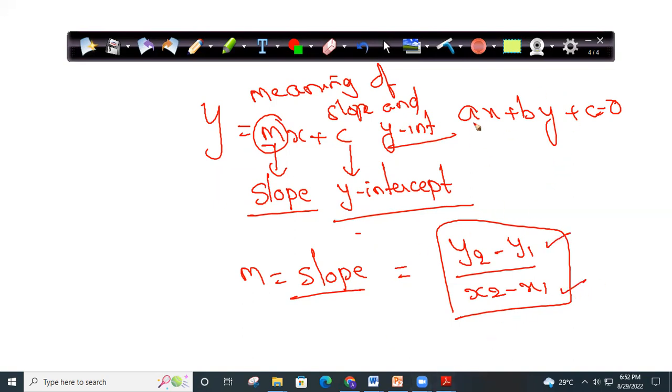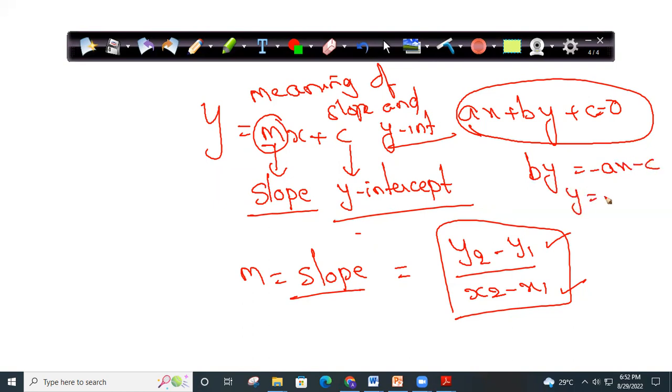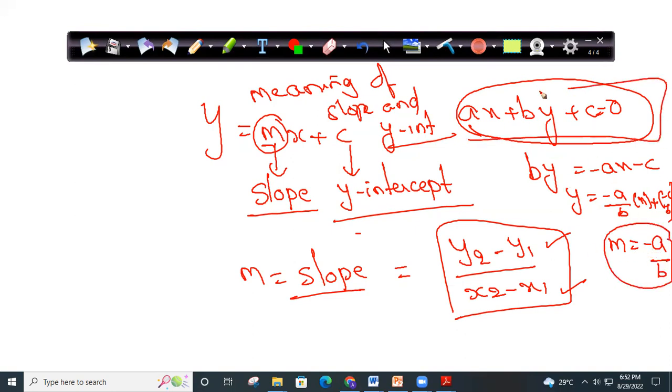What is the other way of finding slope? If they give me ax + by + c = 0, I'll write by = -ax - c, or y = (-a/b)x + (-c/b). So slope is given by -a/b. So the other way to find slope, if they give me an equation like ax + by + c = 0, is that the slope of the line is -a/b. I hope I'm clear. Correct, right?